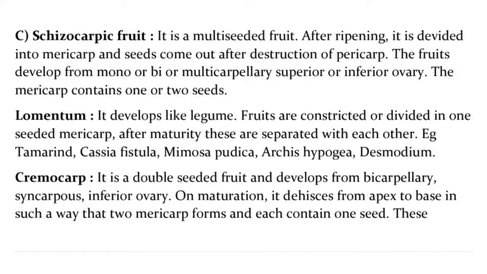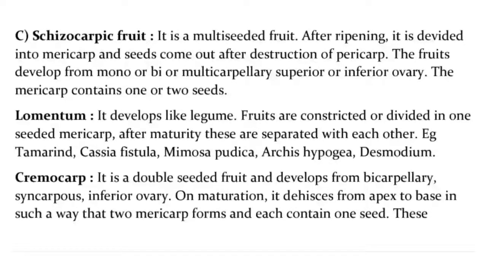Schizocarpic fruit. It is a multi-seeded fruit. After ripening, it is divided into mericarps and seeds come out after destruction of the pericarp. The fruits develop from a mono-, bi- or multicarpellary superior or inferior ovary. The mericarp contains one or two seeds.